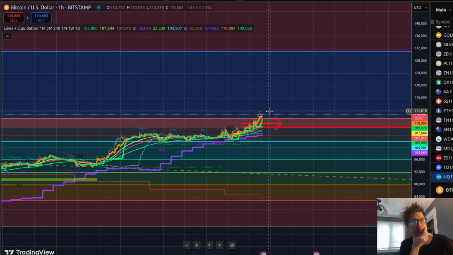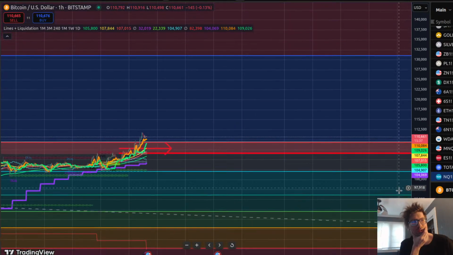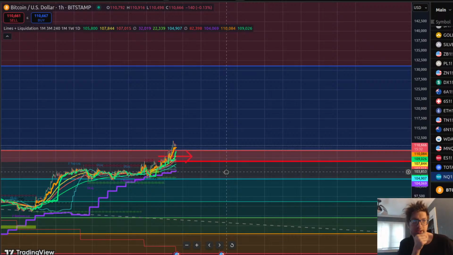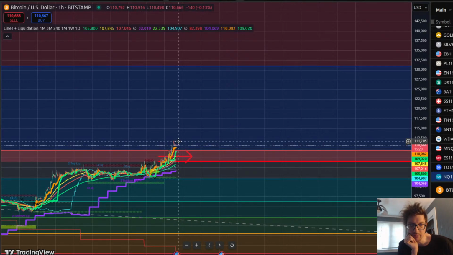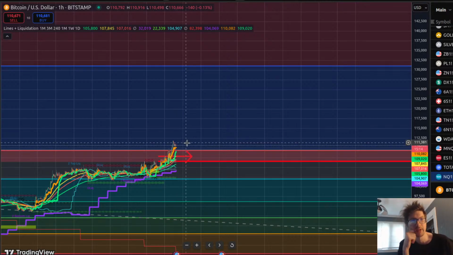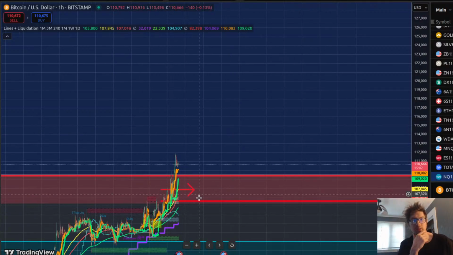So yeah, really what I would like to see for us to actually get to that 130k level is for us to go up a little bit more and then come back down and retest this area as support, because I feel like we need more room for that correction, so that the bottom of that correction ends up being at the top of this red line here, at the top of this red channel, this sideways channel, or this liquidation zone.